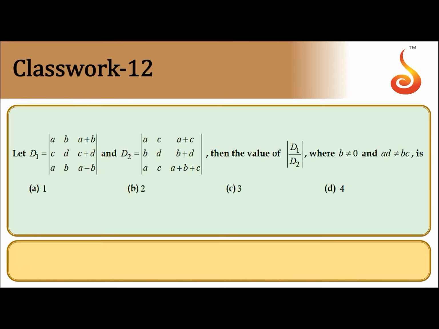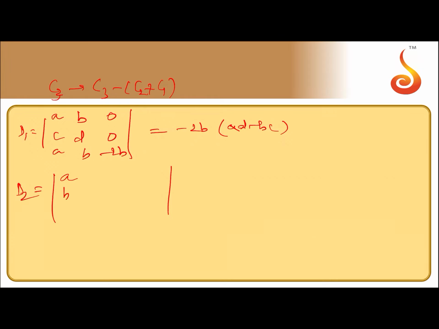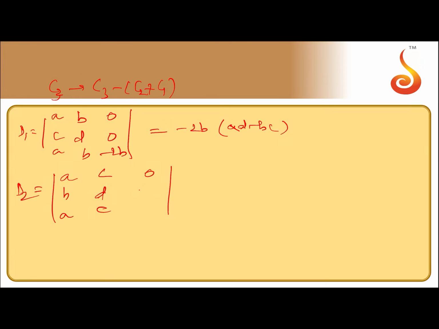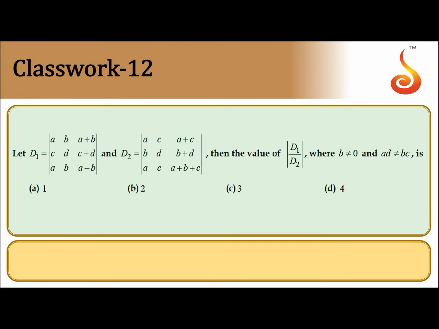In the same lines, when you take up D2, the same operation can apply: C3 minus C1 plus C2. A plus C cancels, B plus D cancels, A plus C also cancels, retains B. Of course, the columns A, B, A and C, D, C, and this gives us the answer B, which equals B multiplied by AD minus BC. The ratio D1 by D2 is equal to minus 2. Modulus of this is plus 2. So the answer is 2.